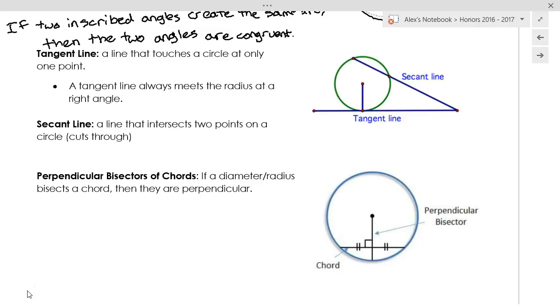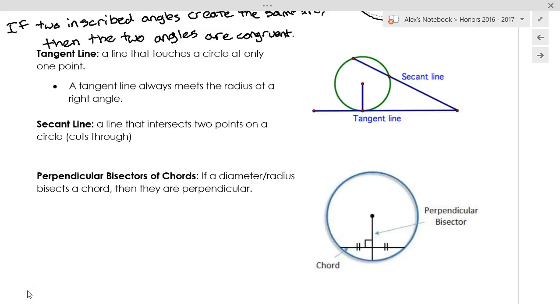So, the first thing we have is a secant line. A secant line is a line that intersects 2 points on a circle, right? Last time we learned about a tangent line that only touches once. A secant line cuts through, so it goes twice. Okay? So that's the definition of a secant line.